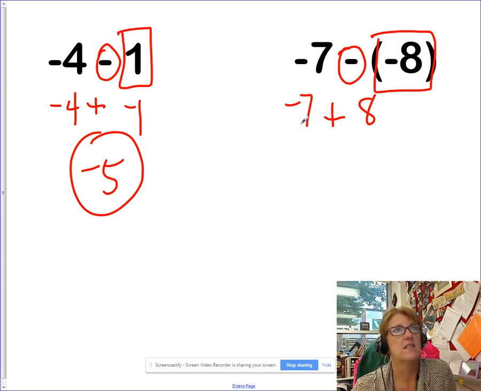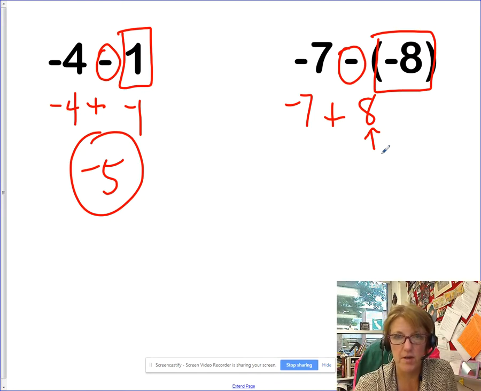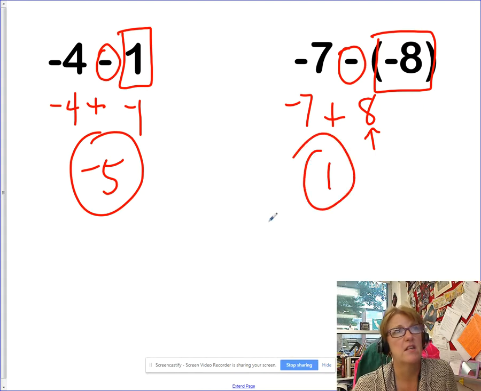All right, these signs are different. The 8 is positive, and that has a larger absolute value or more strength. So my final answer is going to be positive. And then find the difference, and you get 1.